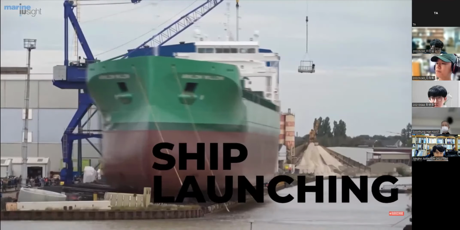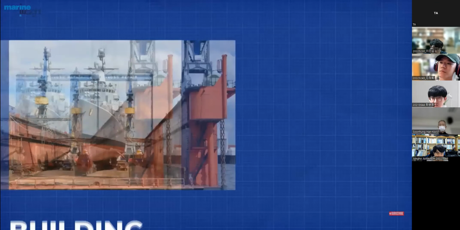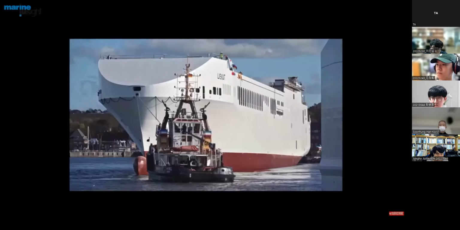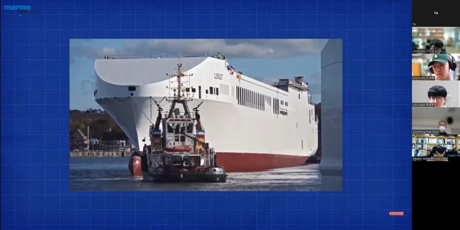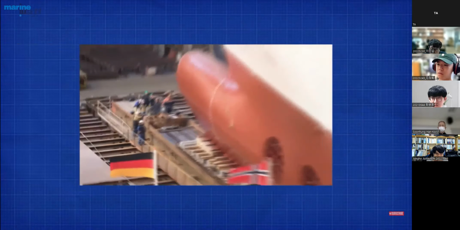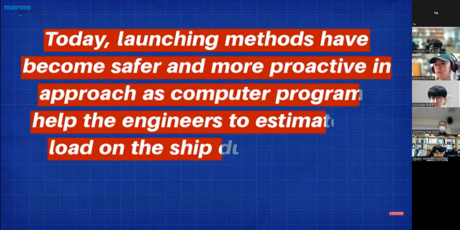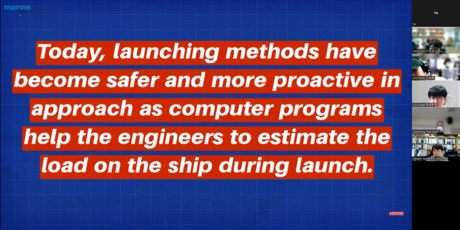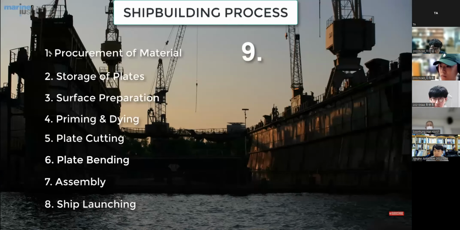Launching. Many big shipyards now construct ships on building docks, which are then flooded, and the ship is towed out to the outfit basin by using tugs. But most shipyards still follow the traditional process of launching a ship. Today, launching methods have become safer and more proactive in approach, as computer programs help the engineers to estimate the load on the ship during launch. Outfitting.